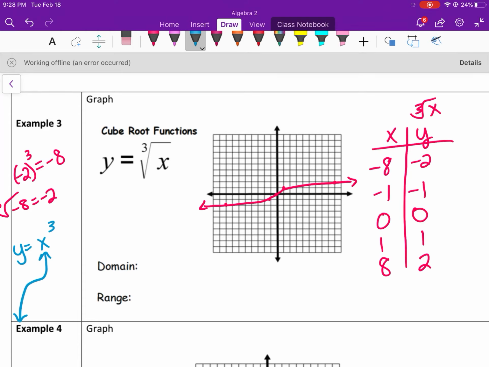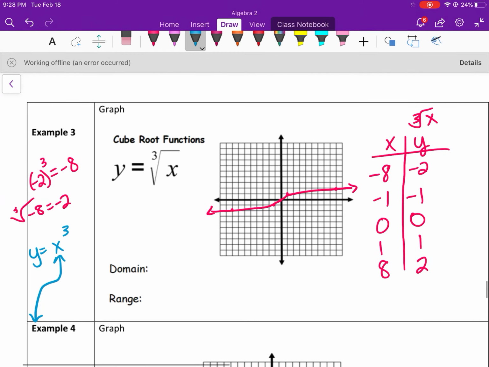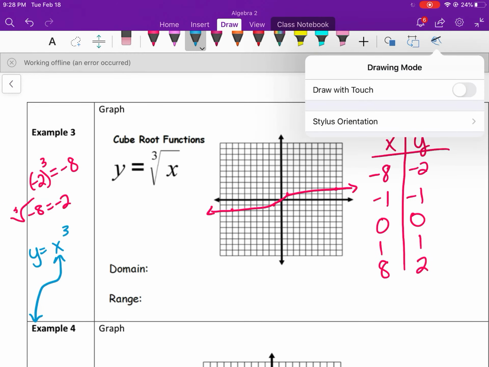I think my pencil just died here, but give it a second. So, let's see.